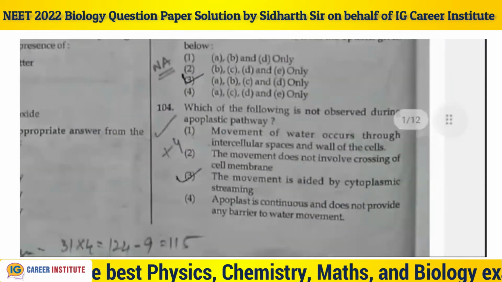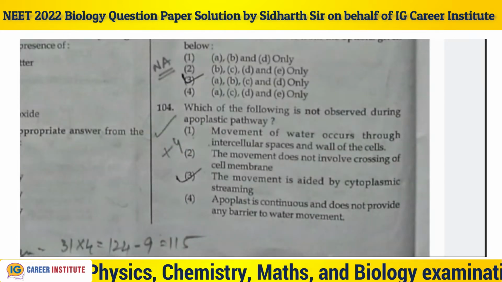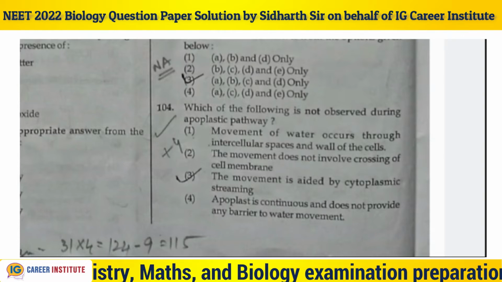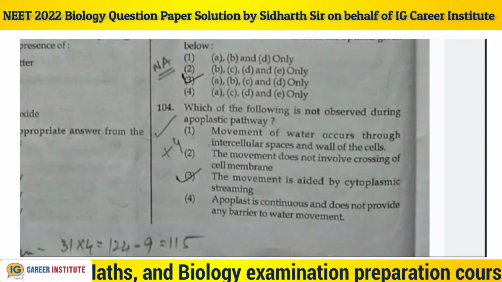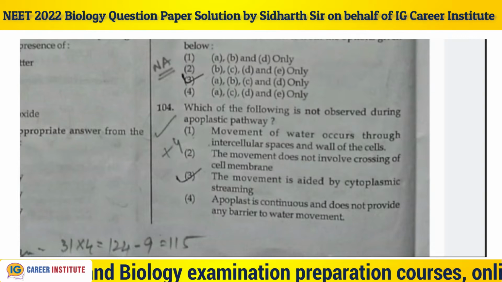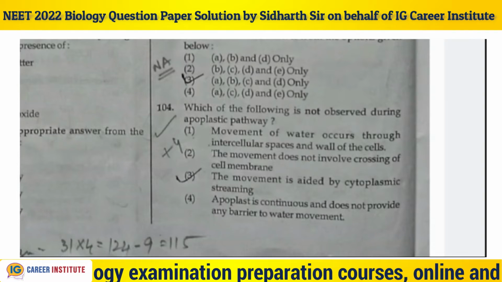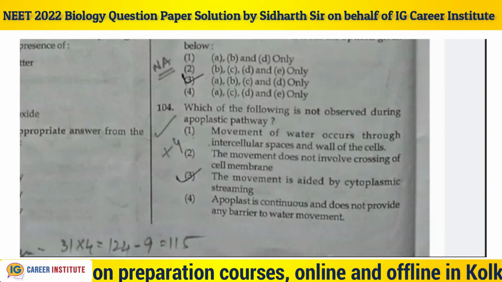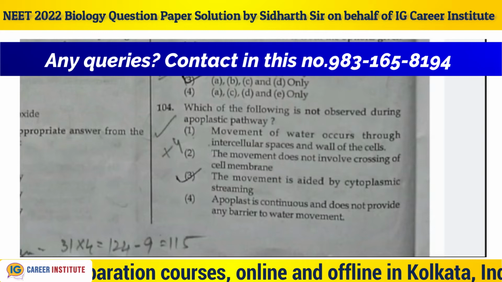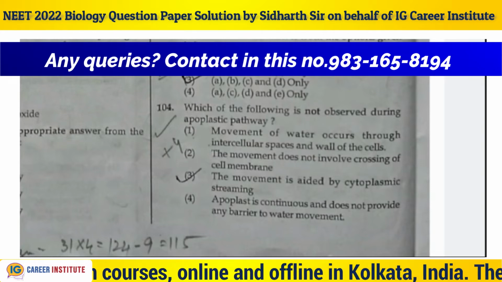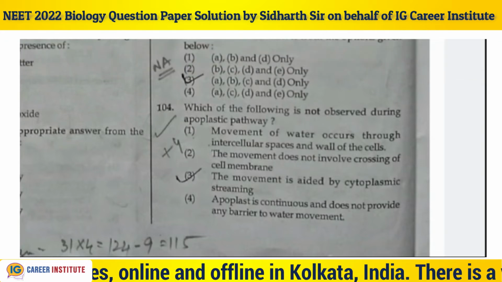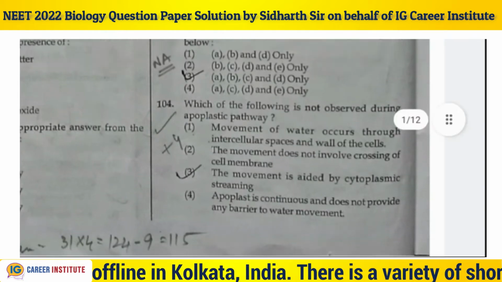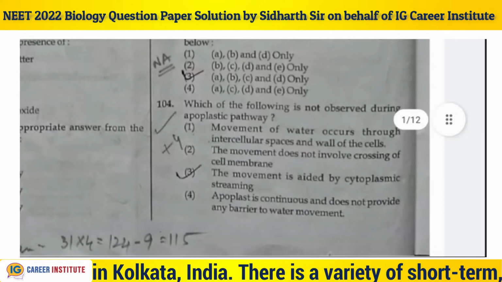Question 104: which of the following is not observed during apoplastic pathway? Again, a direct line from NCERT. Movement of water occurs through intercellular spaces and walls of the cells. First option is wrong. So the right option is 3. The movement is aided by cytoplasmic streaming. Direct line from NCERT. If I had the book, I would have shown you. Transport in plants.